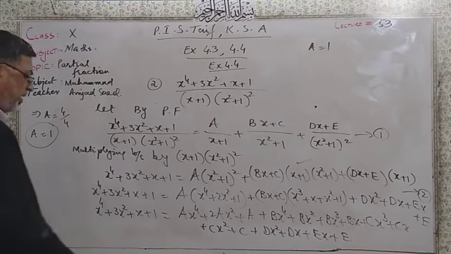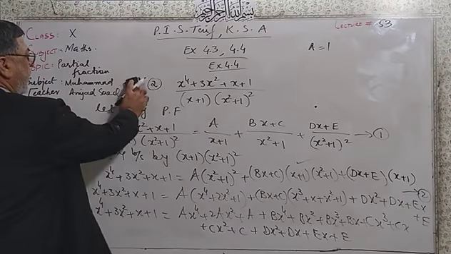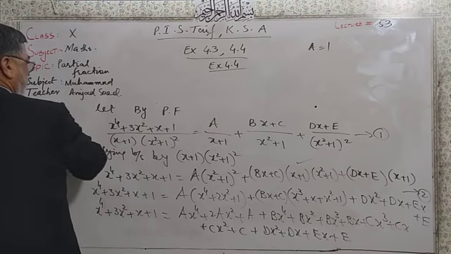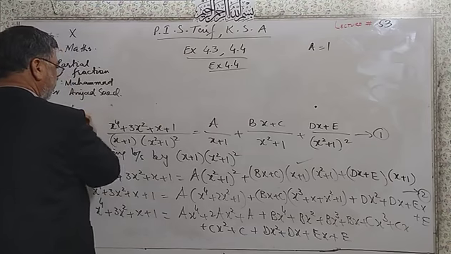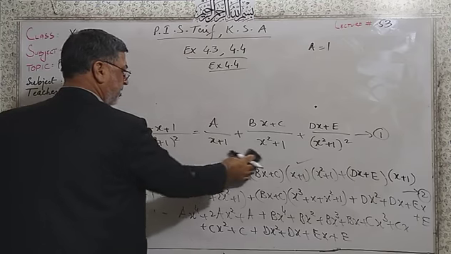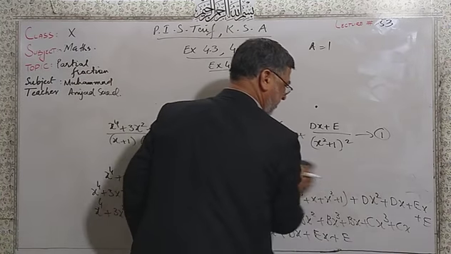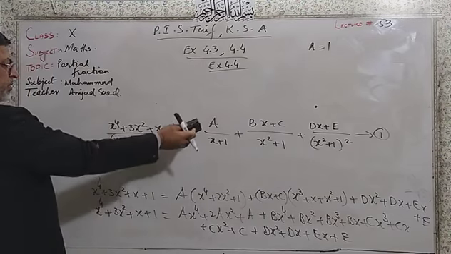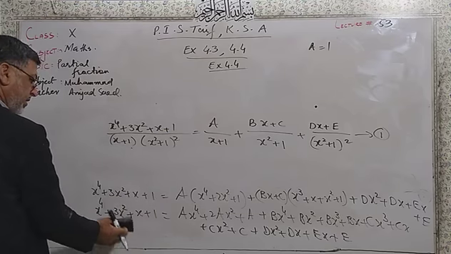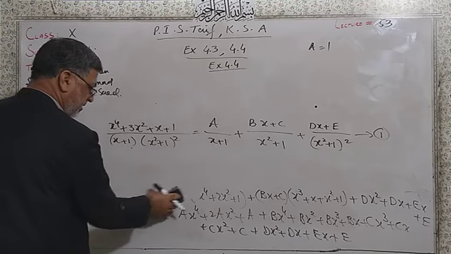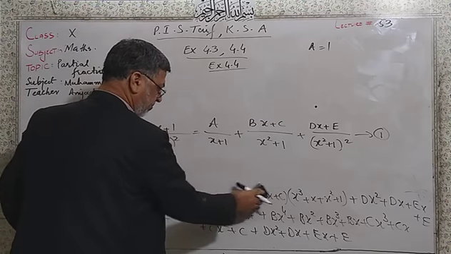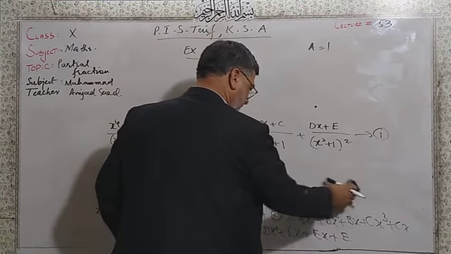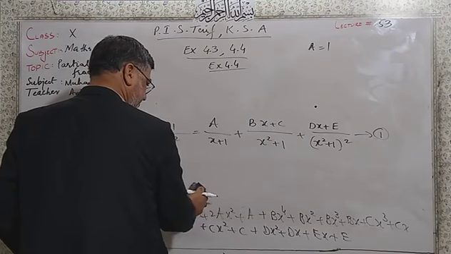Dear students, now we will write down like terms side by side. Actually, equation number 1 is required. I will use equation number 1 to put the values of a, b, c, d, e. And after that, we will write down like terms side by side.